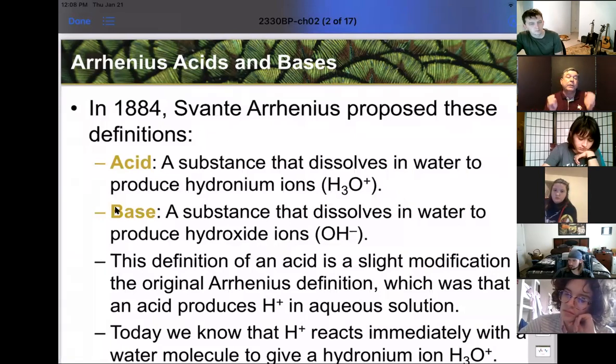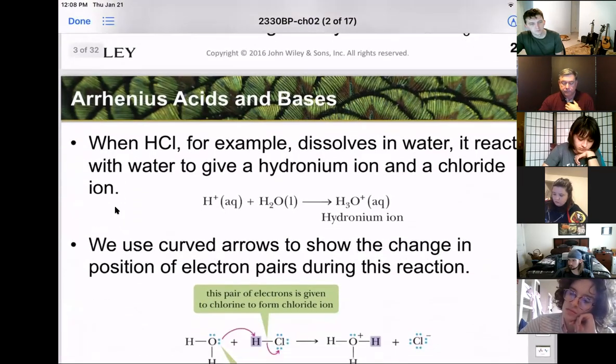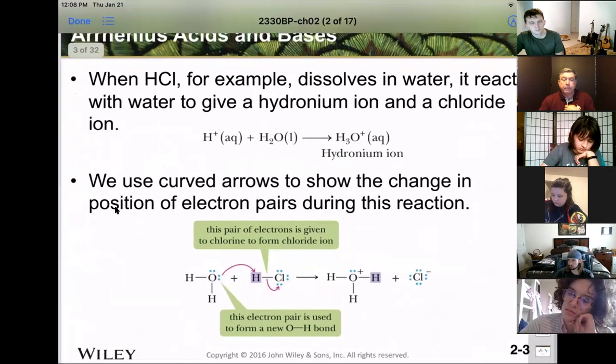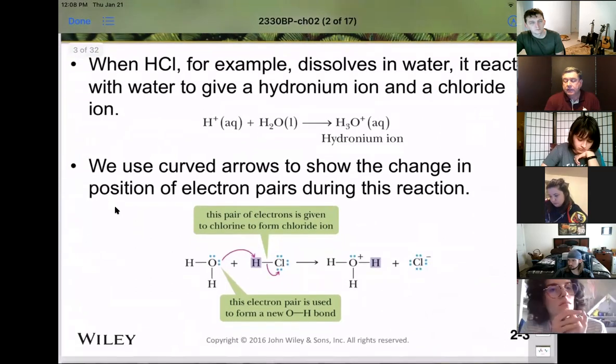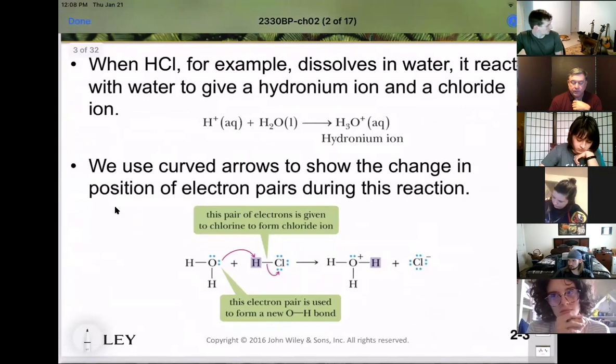So that being said, that is a classical definition. However, in organic chemistry, we don't use water all the time. In fact, a lot of the times we want to exclude water from our system. So we need a slightly different answer. So in the classical sense, water is going to react with a compound like hydrogen chloride.